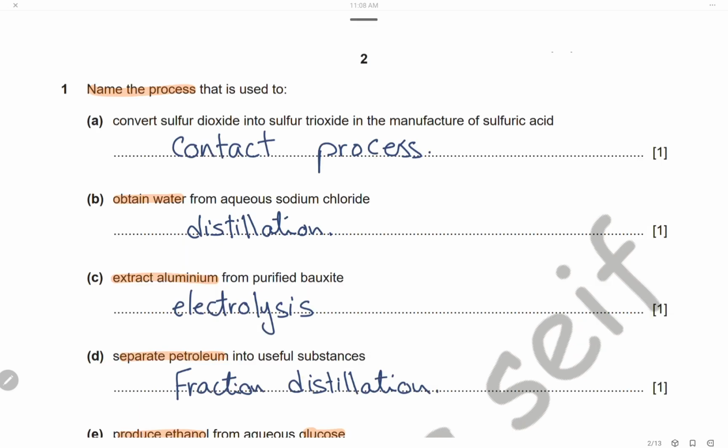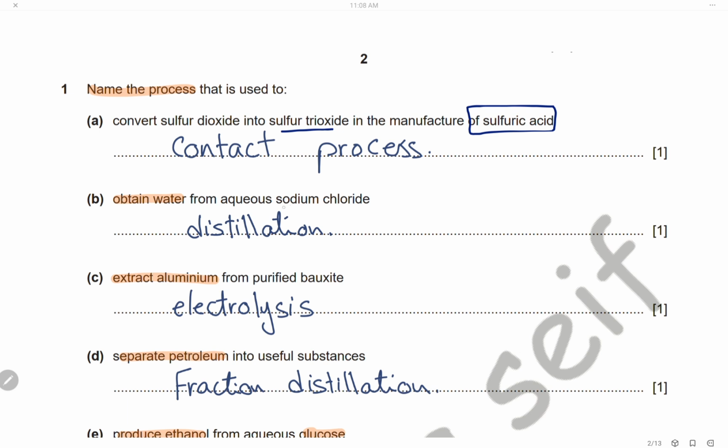Let's start it. Question 1. Name the process that is used to convert sulfur dioxide into sulfur trioxide in the manufacture of sulfuric acid. The process of manufacturing sulfuric acid is the contact process.